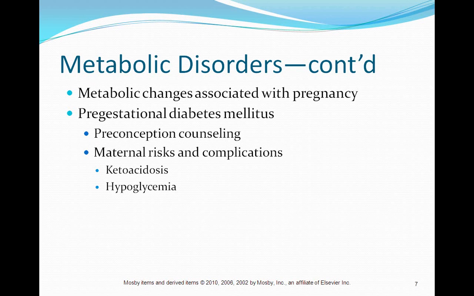We need to make sure they know about the different complications, and the major one is ketoacidosis, which we have talked about at length, as well as hypoglycemia. Remember, ketoacidosis happens when they don't have enough glucose to use, so they start burning ketones, and those start spilling into the urine because they cannot reabsorb them. Hypoglycemia means a low blood glucose level, and that can be deadly.